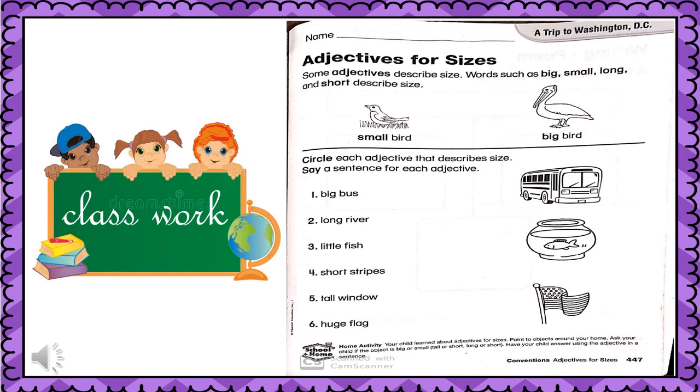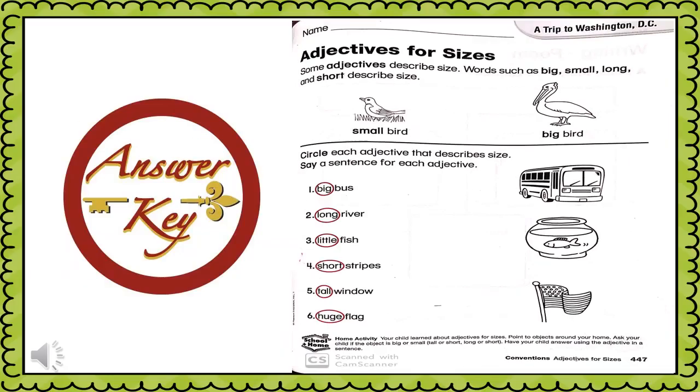Number 4, short stripes. What's the adjective? Number 5, tall window. What is the adjective here? Number 6, huge flag. What is the adjective here? I know you're good, boys and girls. I know you can do it. We put for you the answer key here to check your answers, so check them please.